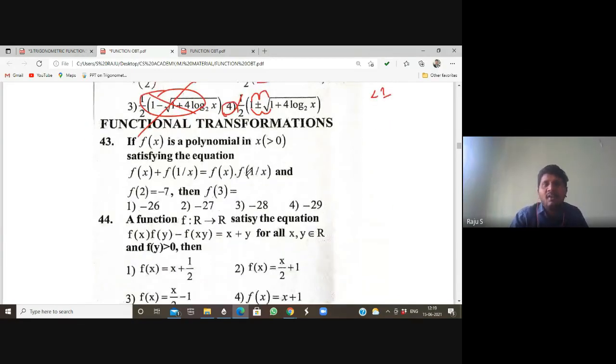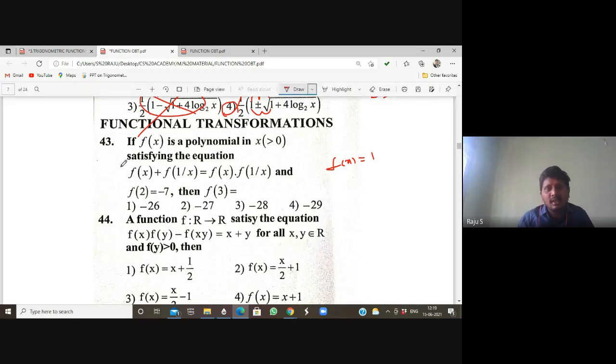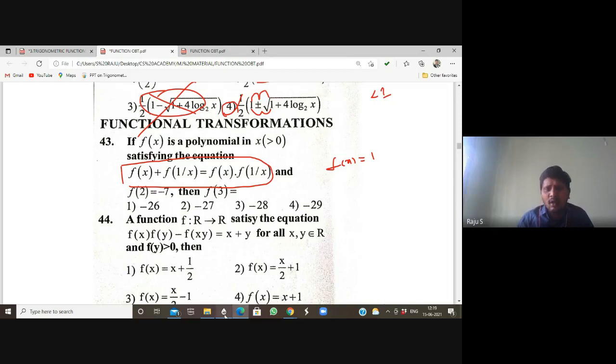Next, functional transformation. Clearly, we discussed a few functional transformations, so try to remember that. In this case, what is the function, students? f of x plus f of 1 by x is equal to f of x into f of 1 by x. I have given some formula. What is the function which satisfies this condition? Just now I have written that.